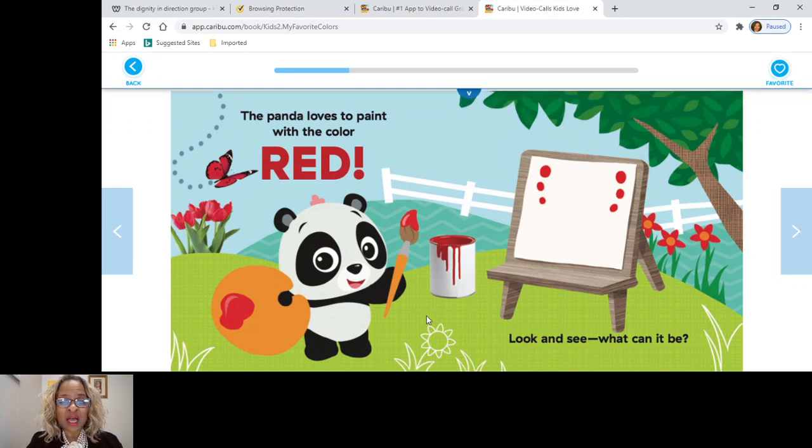The panda loves to paint with the color red. Look and see, what can it be? The color red. Do you see red on the rest of this page? Where do you see the color red?